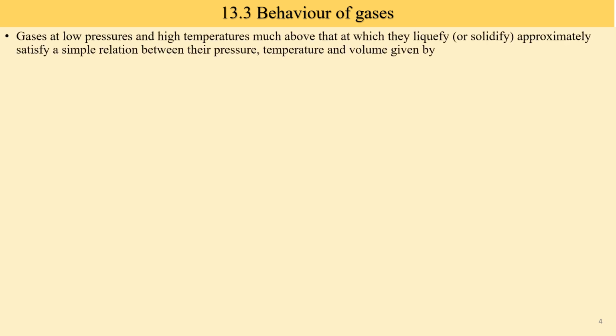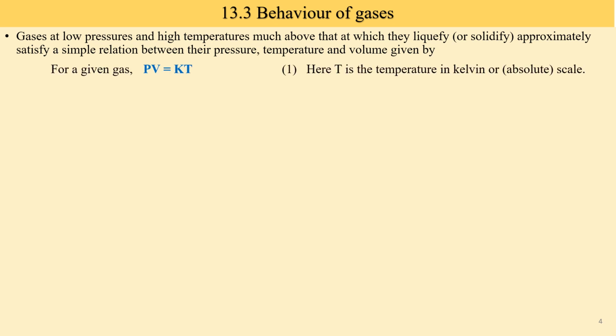Gases at low pressures and high temperatures, much above that at which they liquefy, approximately satisfy a simple relation between their pressure, temperature, and volume given by the equation PV = KT, where P is the pressure, V is the volume, K is a constant, and T is the temperature in Kelvin, that is, in absolute scale.